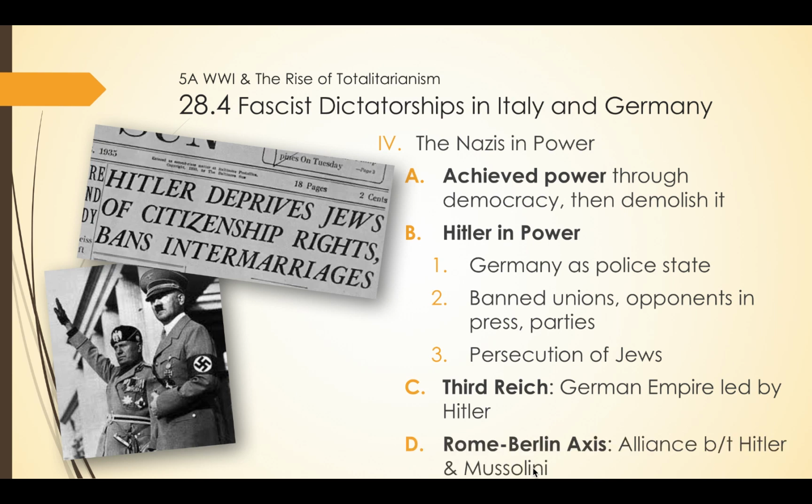Early in the 1930s, Hitler and the German Third Reich began to openly violate the Treaty of Versailles. Germany began to rebuild its military, which was a direct violation of the treaty. They moved troops into demilitarized zones, such as the Rhineland, and he also created a military alliance with Mussolini in Italy, which was called the Rome-Berlin Axis. That was the name of their alliance.